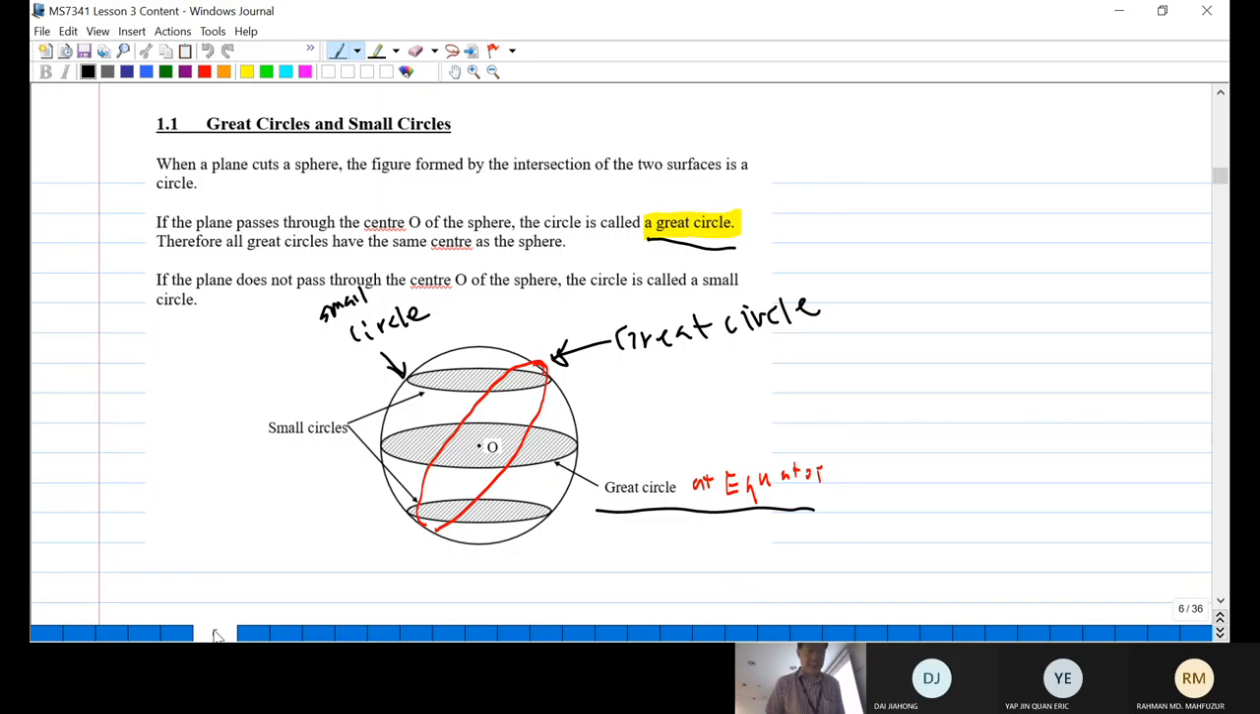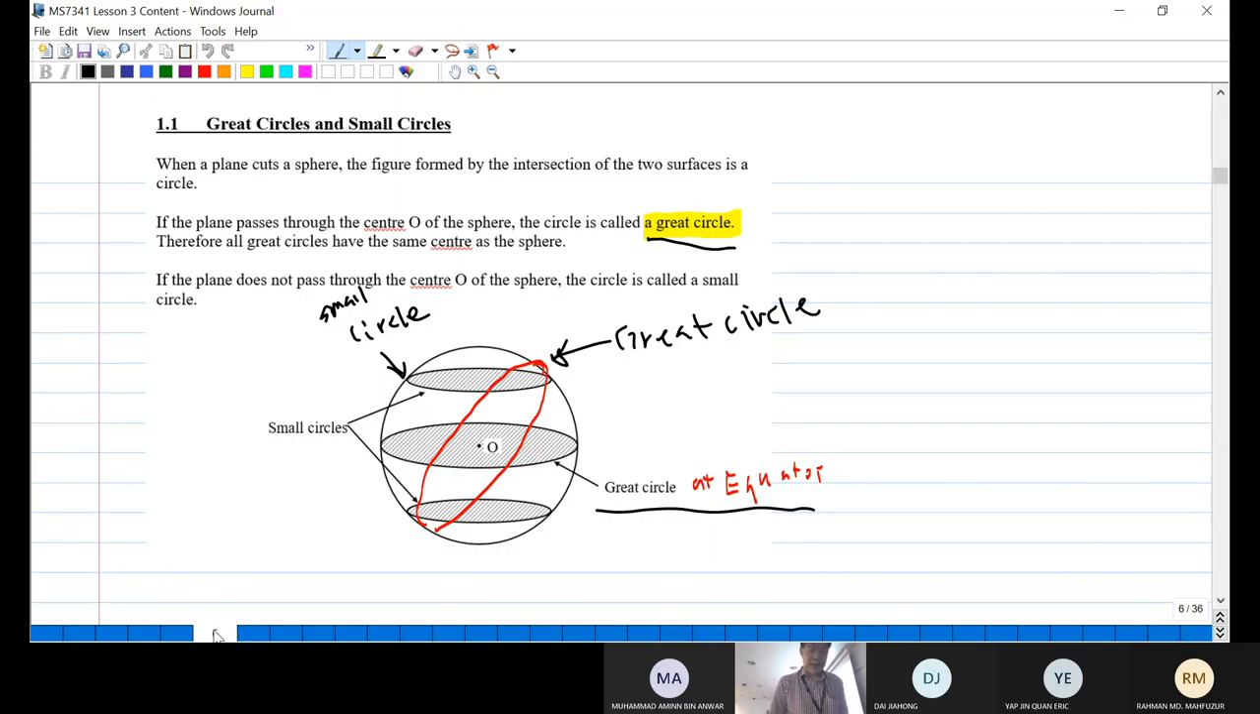before we talk about triangle, let's look at what is a great circle first. When a plane cuts a sphere, the figure you form is actually a circle. You can see a few circles there. Now, if the circle you draw passes through the center of the sphere, we call it a great circle. So all the great circles have the same center as the sphere. If the plane does not pass through the center, then the circle is called a small circle.